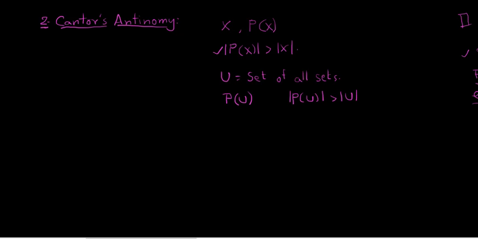This seems paradoxical because U contains all the sets. It's the set of all sets. So P of U, even though it's the power set, being a set, should be a member of U. And here we are saying that the cardinality of P of U is larger than the cardinality of U, and this is where the paradox starts.